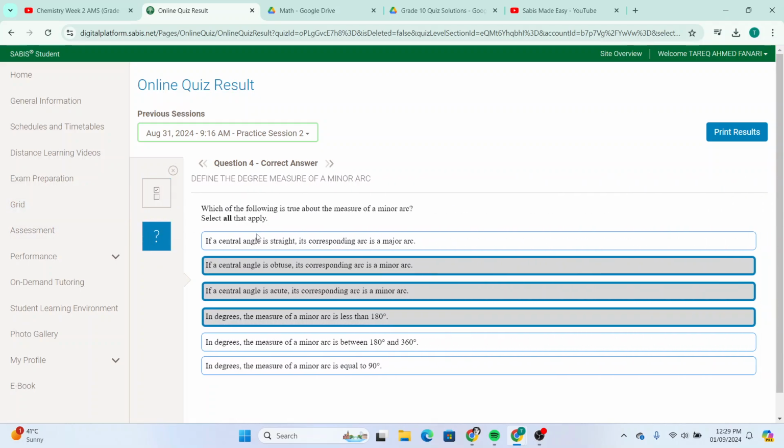Now, which of the following is true about the measure of a minor arc? If the central angle is obtuse, its corresponding arc is a minor arc. That's correct, but now you might ask me, why is the second option also correct? Because it says acute here and its corresponding arc is a minor arc.